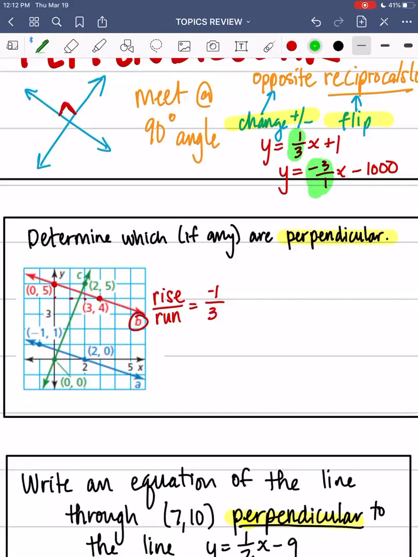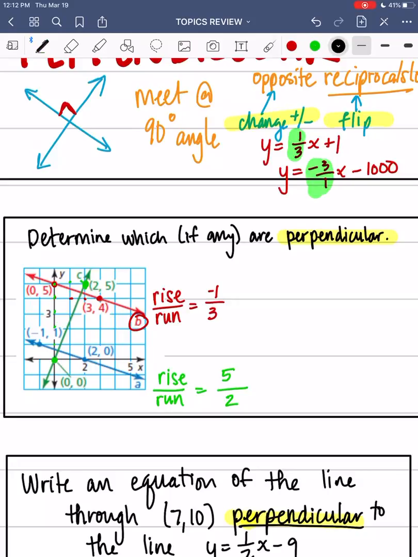So let's do the green one. Green, rise over run. It gives this point and this point. So rise 1, 2, 3, 4, 5. Up 5 is a +5. And then to the right 2 is a +2. So that one has a slope of 5/2.